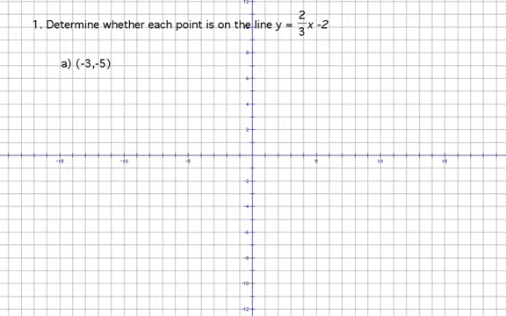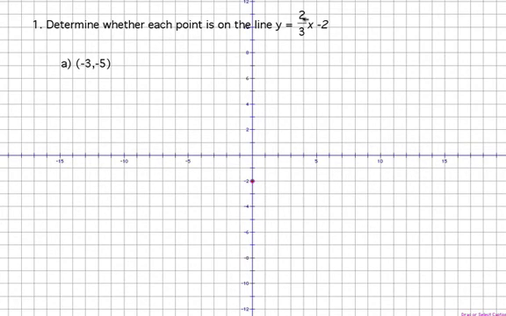Now what we want to do is take a look at the example we were just working on, and we determined that the point -3, -5 was not on the line y equals 2/3 x minus 2. So what we're going to do is graph the line and see what this looks like on an actual grid. So first thing we want to note is if we're going to graph the line y equals 2/3 x minus 2, the y-intercept, remember that this is our b, minus 2, tells us where the line is going to cross the y-axis. So we're going to have the line cross at 0, -2.